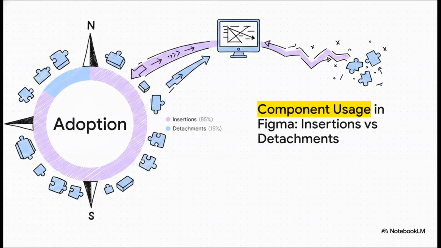Adoption is really your North Star metric here. For example, by using analytics and tools like Figma, you can track exactly how components are being used. Obviously, you want to see a high rate of system components being inserted, but you really need to pay close attention to the detachments. That's when a designer actually breaks a component apart to customize it. If your detachment rate suddenly spikes, that is a massive early warning sign that your system is too rigid and is failing to meet the actual needs of your teams.